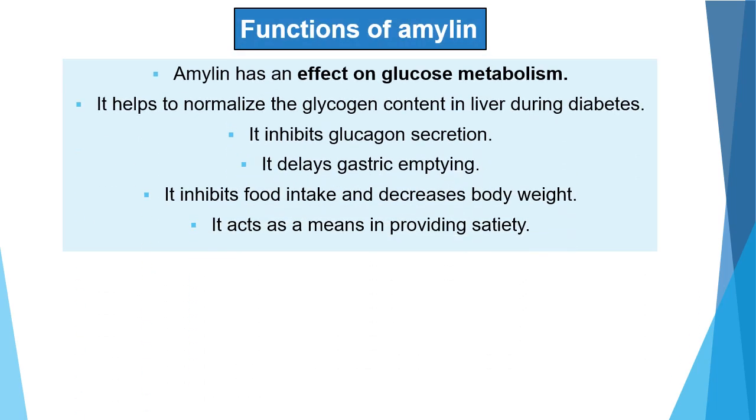Next comes functions of amylin. It is fascinating to know that amylin has an effect on glucose metabolism. Amylin helps to normalize the glycogen content in the liver during diabetes. Amylin also inhibits glucagon secretion. Amylin delays gastric emptying, meaning the contents of the stomach are moved slowly into the duodenum. Amylin also inhibits food intake and decreases body weight. Amylin acts as a means of providing satiety.